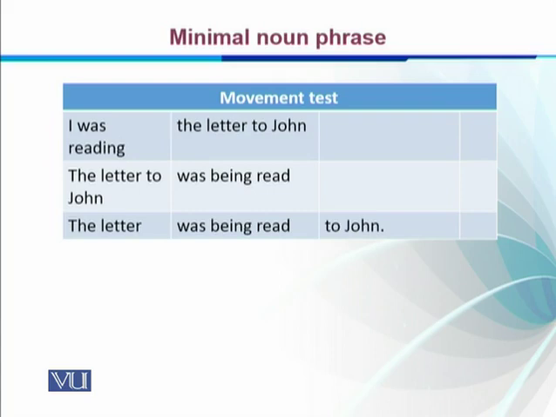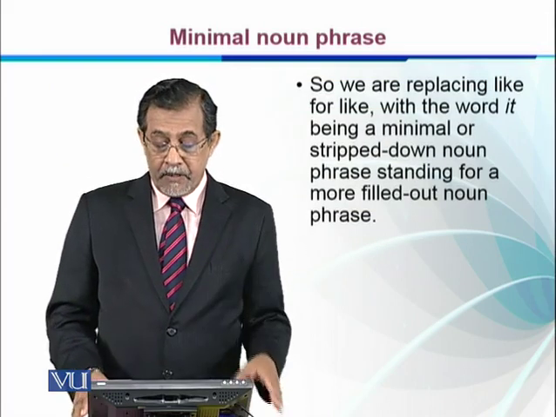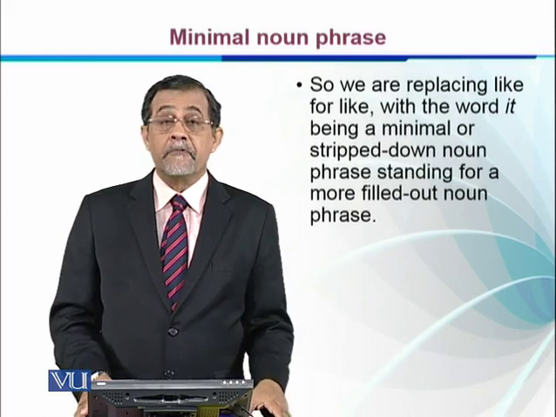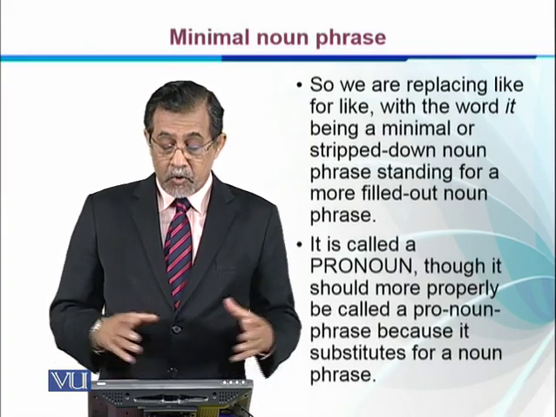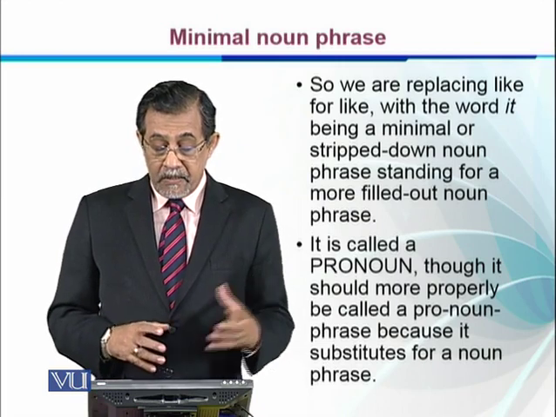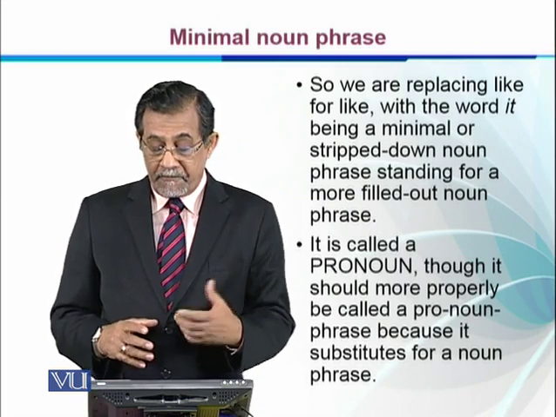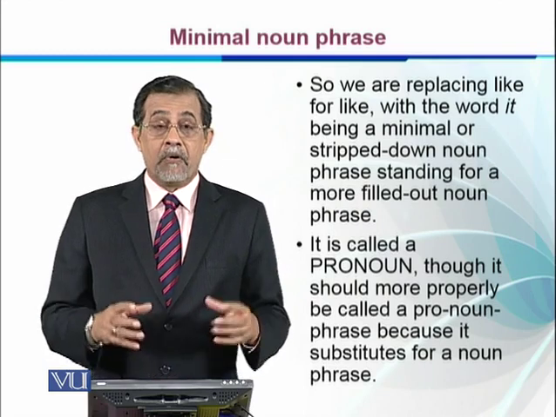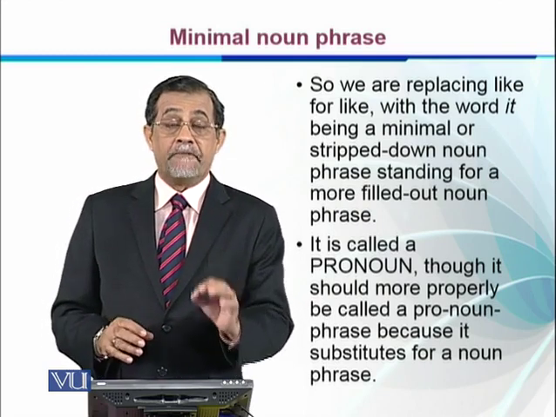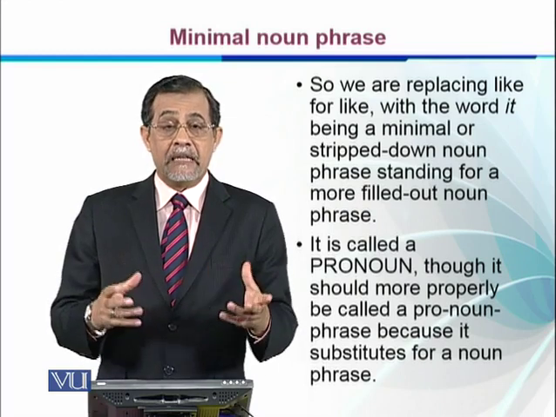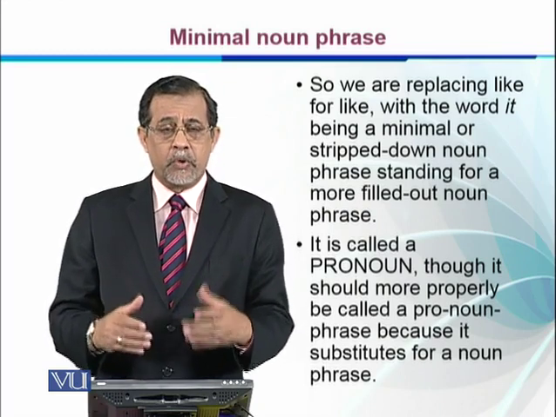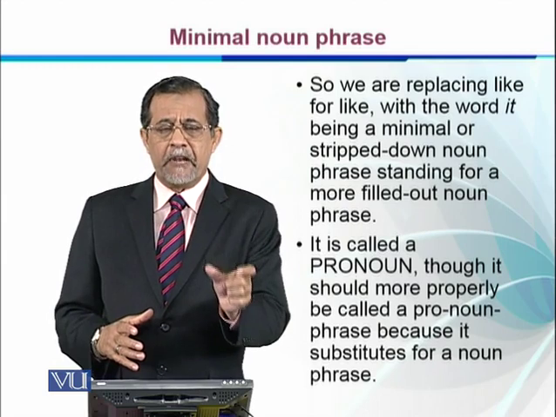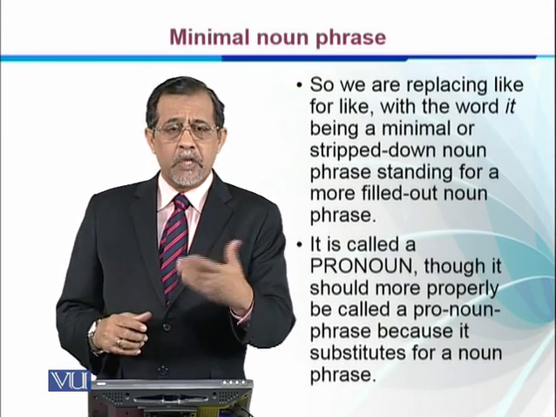So we are replacing like for like, with the word it being a minimal or stripped down noun phrase standing for a more filled out noun phrase. It is called a pronoun, though it should more properly be called a pronoun phrase because it substitutes for a noun phrase. So we have seen what the minimal structure of a noun phrase can be. We can know why there is an ambiguity. We can use the replacement test and the movement test to know which are phrase boxes, and why they are creating two different meanings.